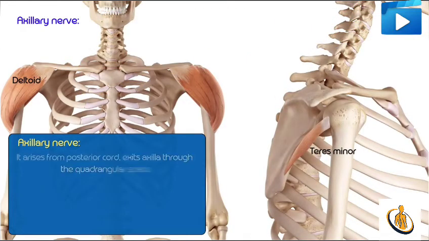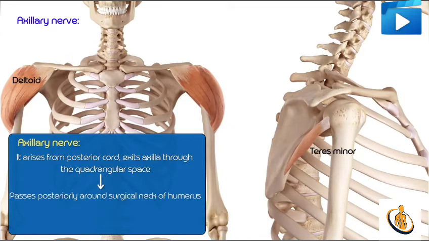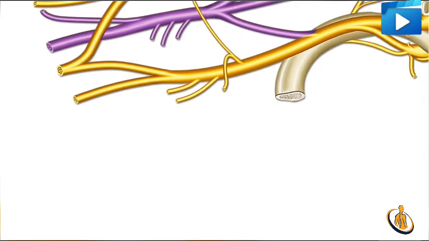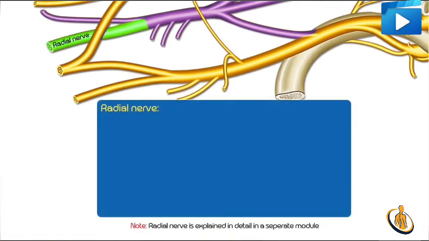The axillary nerve arises from the posterior cord and it exits the axilla through the quadrangular space and passes posteriorly around the surgical neck of the humerus, where it gives innervation to the deltoid as well as the teres minor muscle. And the next one is the radial nerve. The radial nerve is the largest branch of the posterior cord of the brachial plexus.